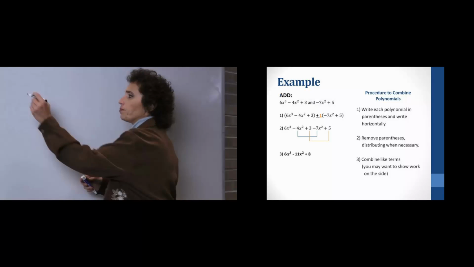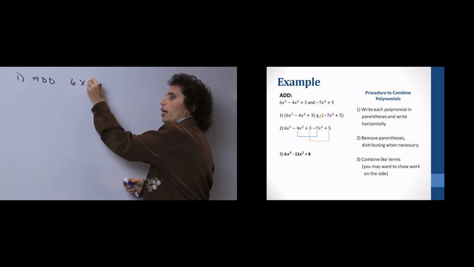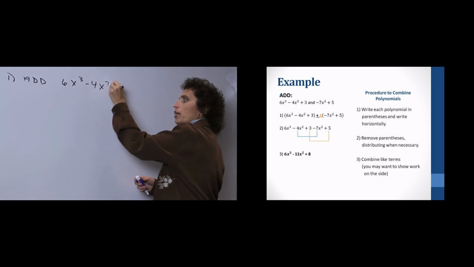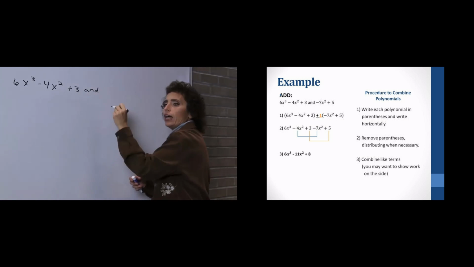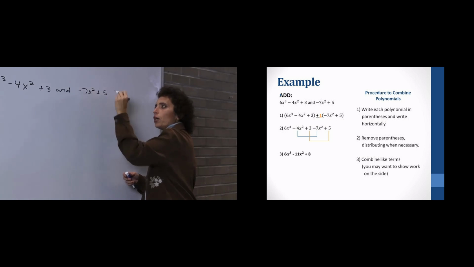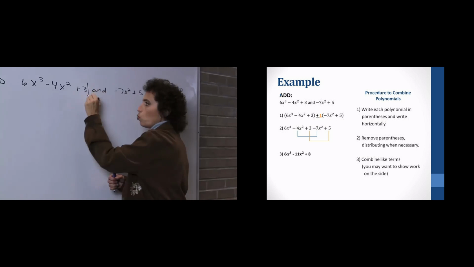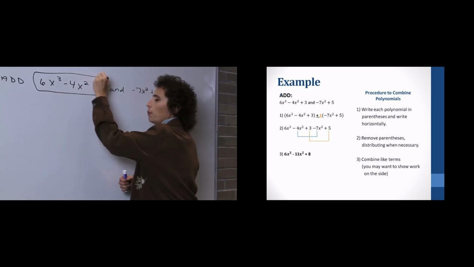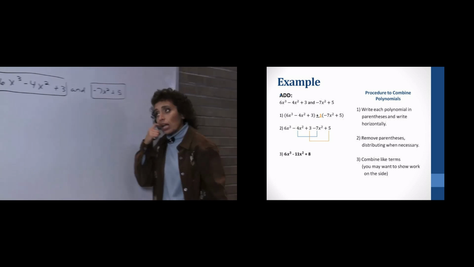So let's look at this. It says, add 6x to the third minus 4x squared plus 3 and negative 7x squared plus 5. Okay. This tells me that this is one polynomial, happens to be a trinomial. This is another polynomial, happens to be a binomial. Who cares? And we want to add them.